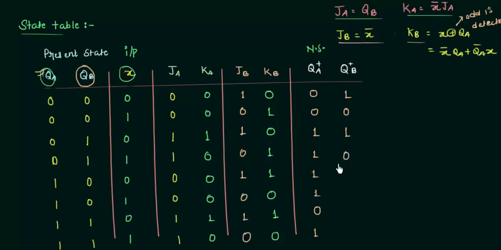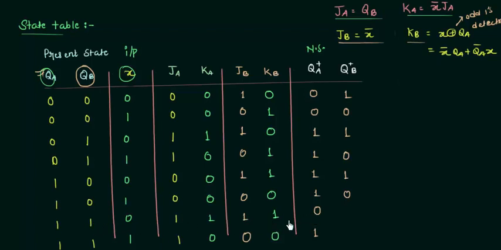0 1 means 0. 1 1 is toggling. Toggling means the complement of the present state. The present state is 0, and we will take its complement, so it will give us 1. 0 0 is the memory state, 0 is the present state, so we have 0 as the memory. And 1 1, again toggling is there.